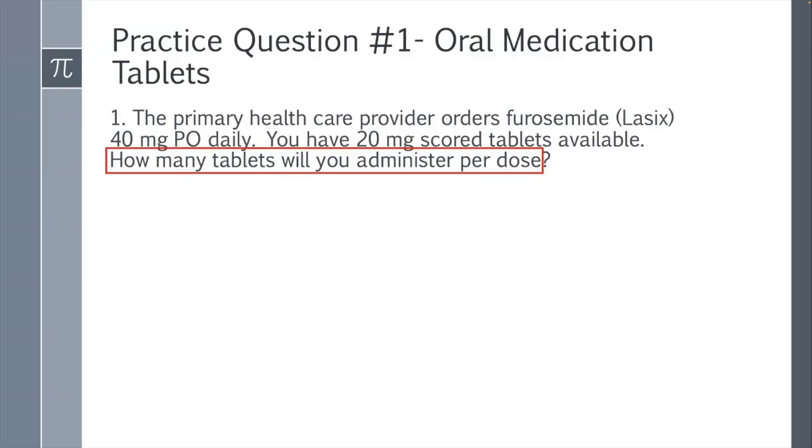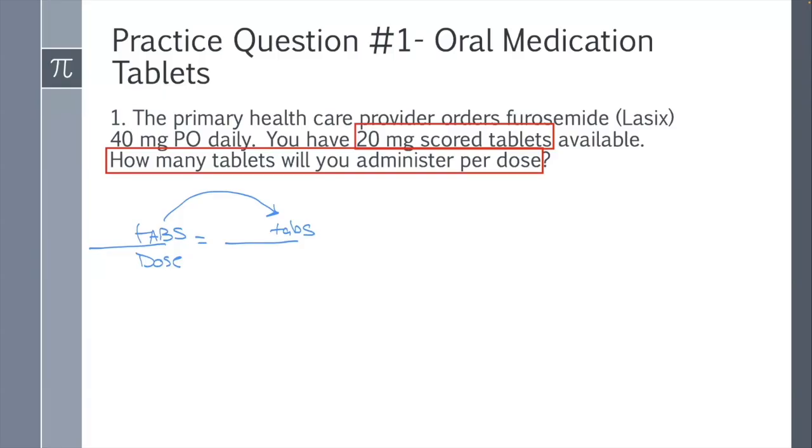So that means I'm going to start off exactly what we did before. I need tabs on the top and I need dose on the bottom. Write myself an equal sign, and whatever is in my numerator, I'm going to carry over to this side. Spoiler alert, I'm never going to cancel out tabs because I need them on the other side of that equal sign. So the first thing I'm going to look for is tabs. So I'll go back to my problem. The primary healthcare provider orders furosemide Lasix 40 milligrams, well, those aren't tablets, PO daily, 20 milligram scored tablets.